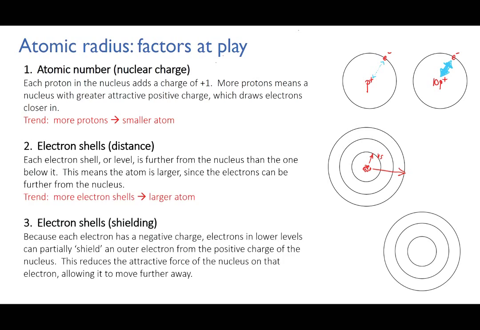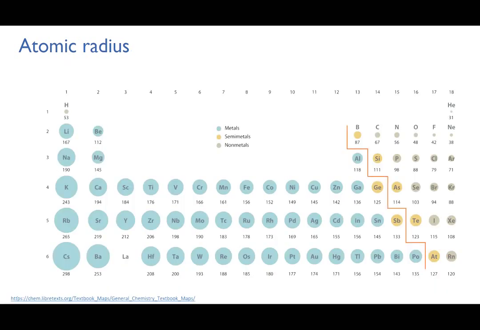The third factor also relates to the electron shells. Electrons in an outer shell don't feel the full force of attraction of the positive nucleus because the electrons in lower levels form a sort of negatively charged shield. So in larger atoms, electrons in the outer shells feel less attraction from the nucleus and so are not pulled as tightly towards it. This gives the same general trend as the second factor, so more electron shells, larger atom. So they kind of reinforce each other. So let's test our reasoning out.